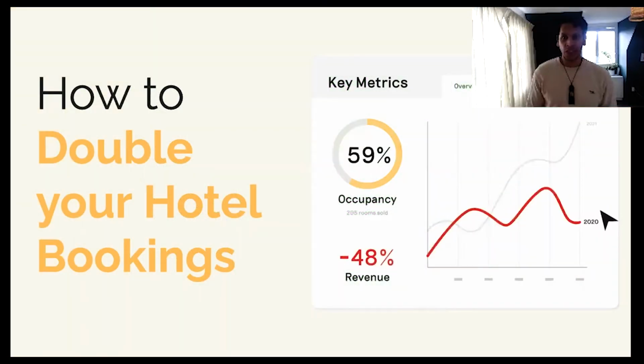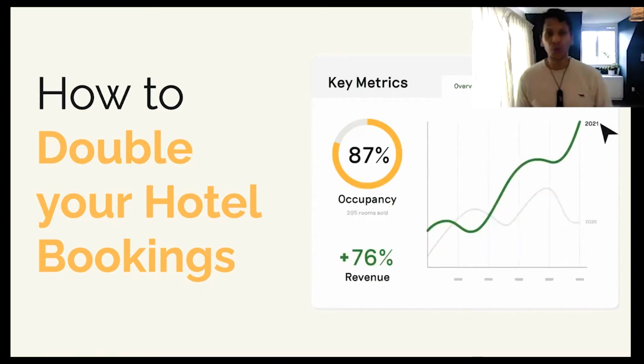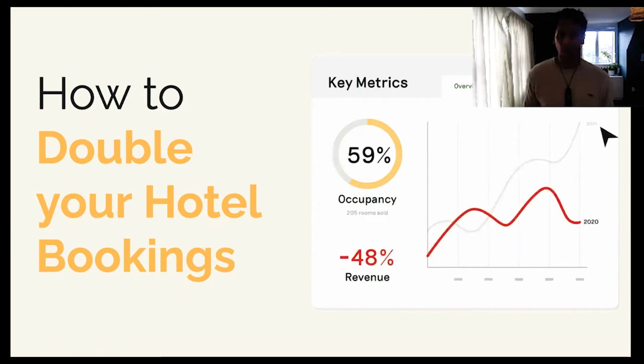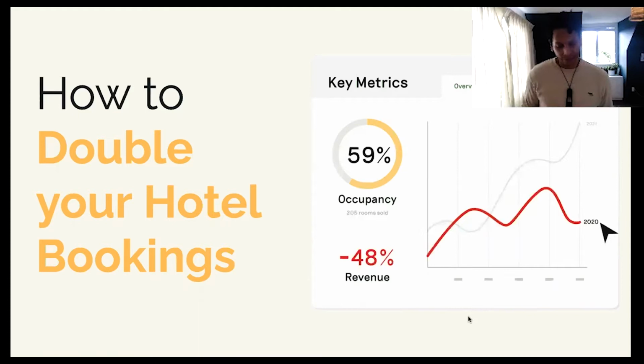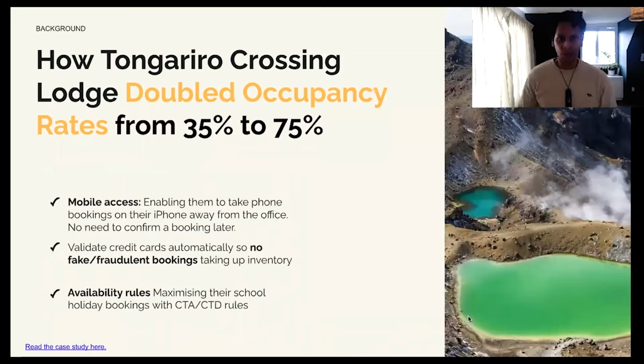So basically I'm going to share with you today about 15 ideas you can do today to double your hotel bookings. And if you don't believe me, I'm sharing a few case studies. Here's an example of Tongariro Crossing Lodge. They doubled their bookings, from the occupancy rate from 35% to 75%.